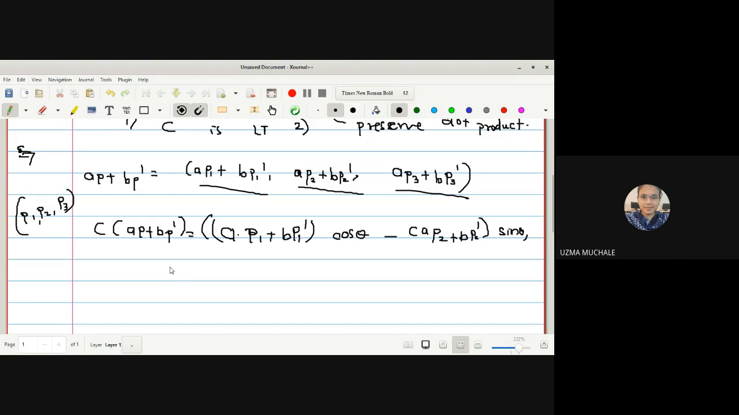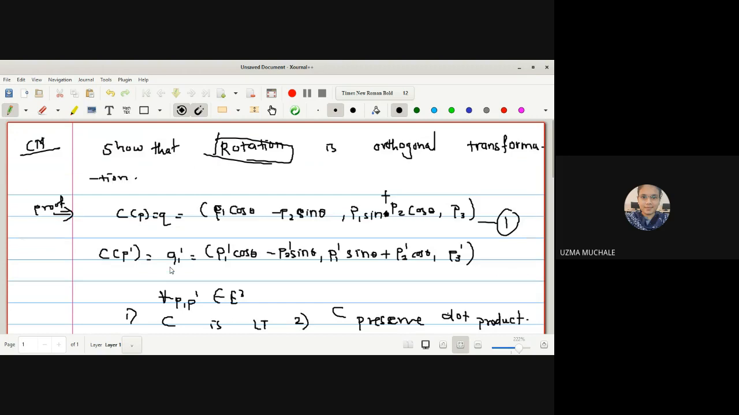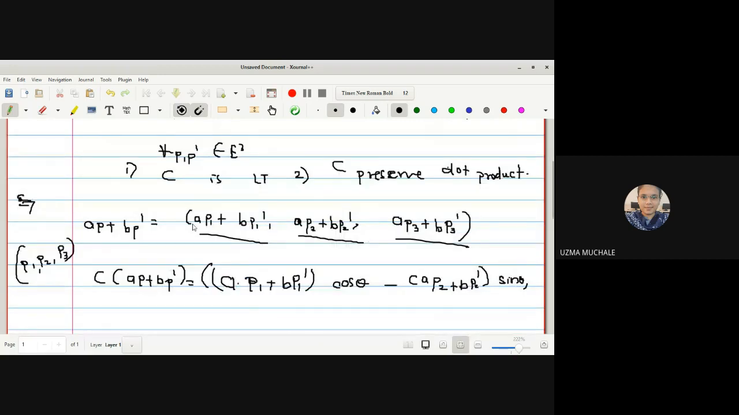Is it okay with everyone? Any doubt for this? ये वाला जैसे लिखा है हमने वैसे ही लिख रहे हैं. P1 की जगह पे यहाँ पे क्या आएगा? It is this whole term A P1 plus B P1 dash. Correct? P2 की जगह पे ये term आएगा.